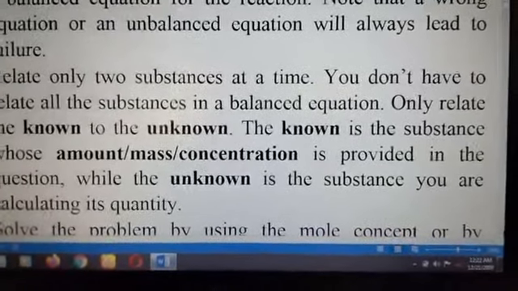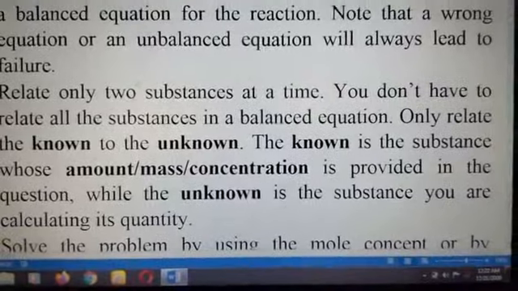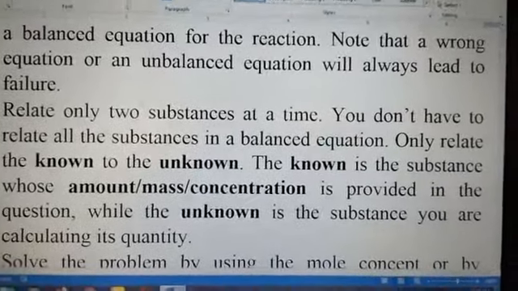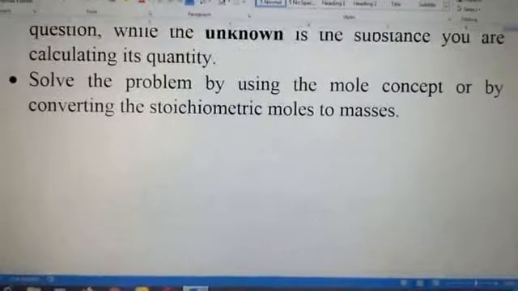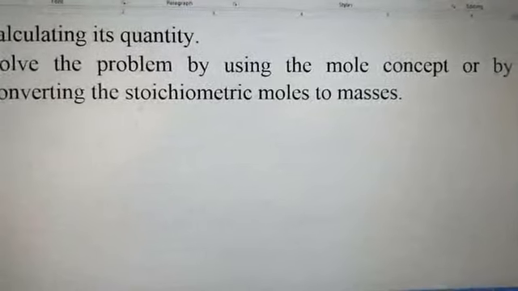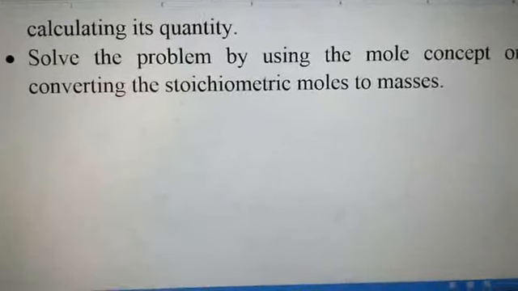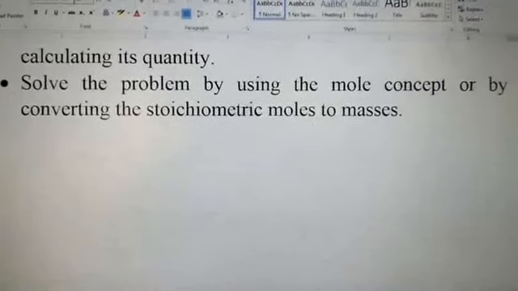That is now your unknown. You only connect two substances. You don't have to connect all the substances in the balanced equation. You're concerned with only two in solving such a problem. And then the third step says, solve the problem by using the mole concept, or by converting the stoichiometric moles to masses, as has been taught above.